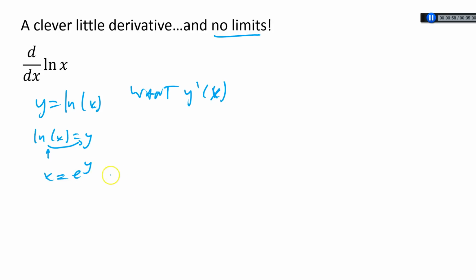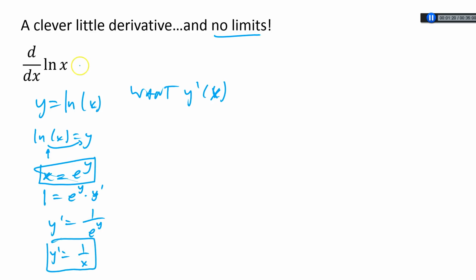And now I'm going to take the derivative of both sides, because I know how to do e to the y. So derivative of x is just 1. Derivative of e to the y is e to the y, leave it alone, and then multiply by y prime. I want y prime, so y prime is 1 over e to the y, but what's e to the y? It's x. That is so cool. Y prime is 1 over x. So the derivative of natural log, 1 over x.